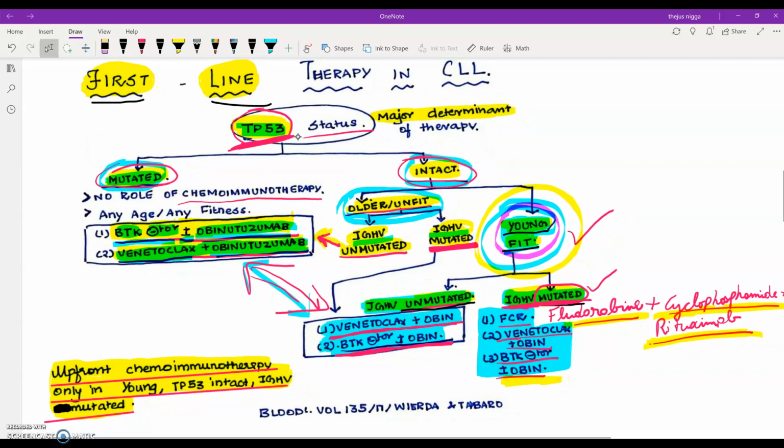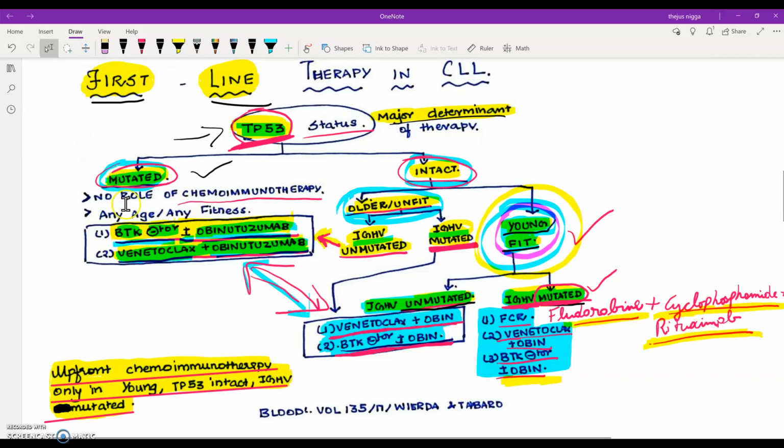So in the initiation of treatment, what you need to look for is the mutation status of this one gene, TP53. That's a major determinant of therapy, whether it's mutated or intact. That determines the course of therapy. So if it is mutated, there's no role of chemoimmunotherapy like fludarabine, cyclophosphamide, rituximab.